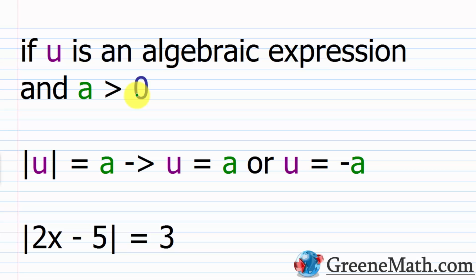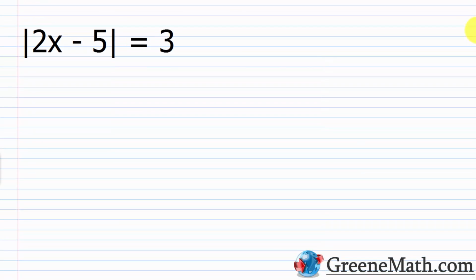So the absolute value of this algebraic expression u, if that's set equal to this positive number a, then the algebraic expression u could be equal to the positive number a, or the algebraic expression u could be set equal to the negative of that number a. As a quick example, this is something we already know how to do. Let's say we have the absolute value of 2x minus 5, and this is equal to 3. Notice how the absolute value operation is isolated on one side, and you have a positive number on the other. That's always what we want to set up.